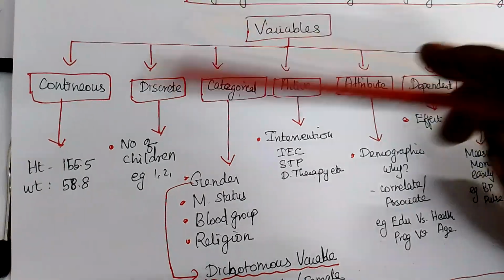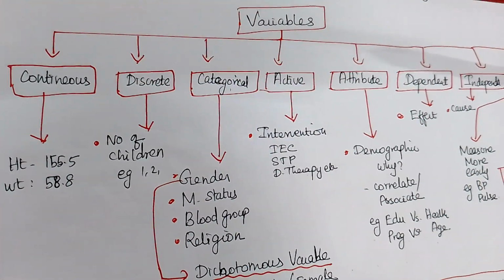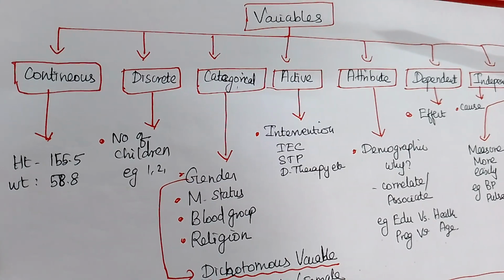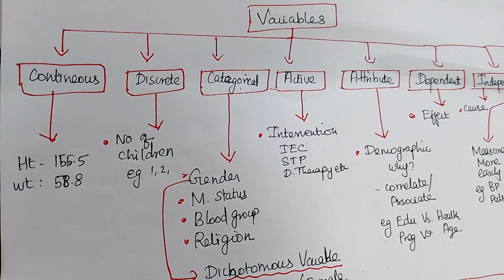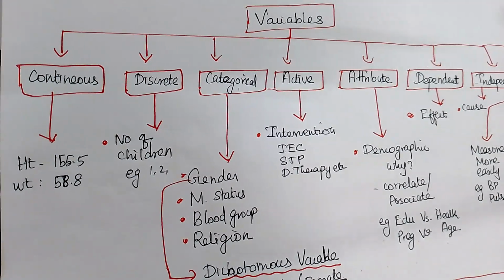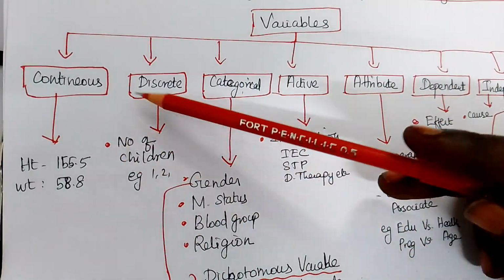The first one is the continuous variable. What is a continuous variable? What is your height? My height is 155.5. My weight is 58.8. It is continuous. So this is called a continuous variable.